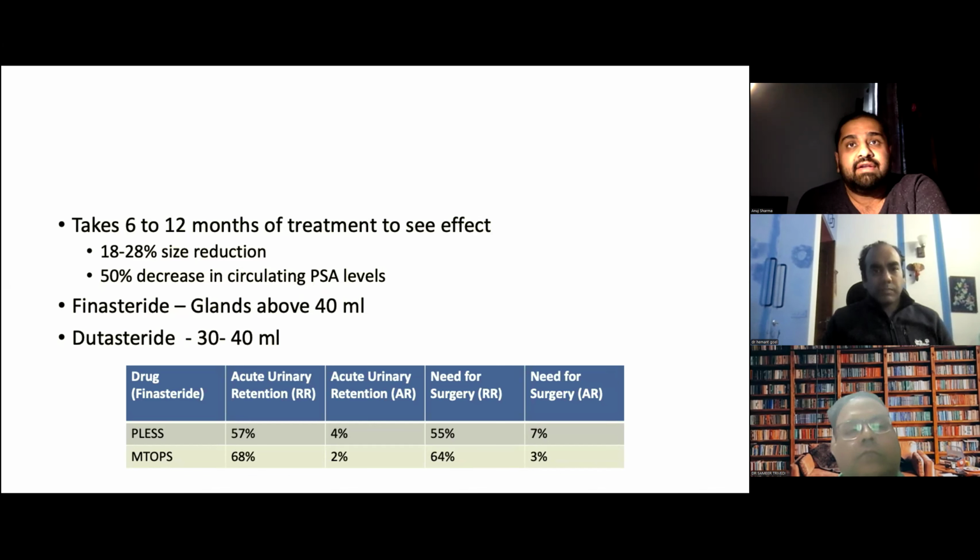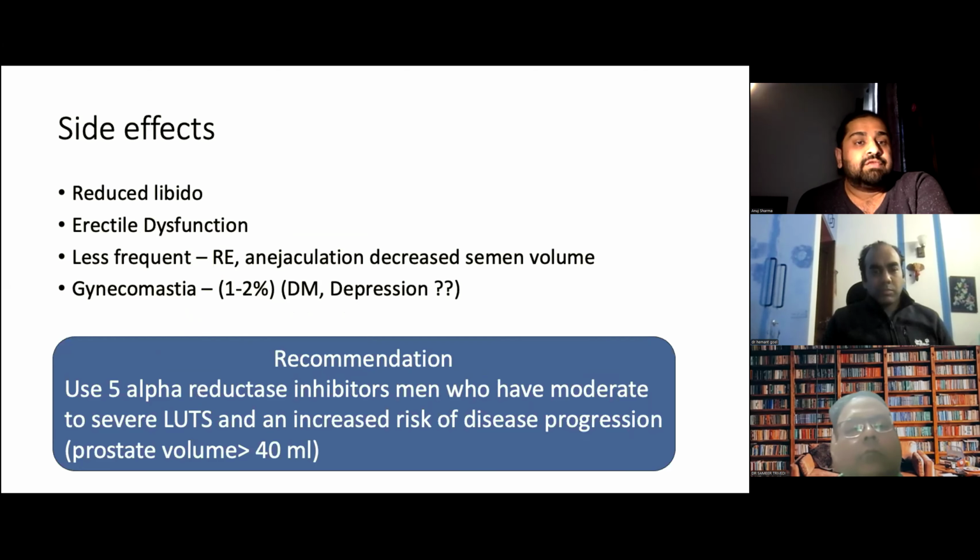It has a good and a significant role. Whereas for dutasteride, even in the ballpark of a 30 or a 40 ml prostate, you can use these drugs. So the side effects, as we know from what it inhibits, the dihydrotestosterone, is that it reduces libido. Patients report erectile dysfunction. It also has a less frequent role in retrograde ejaculation and decreased semen volume. Many patients complain of pain in the chest area and gynecomastia in 1 to 2%.